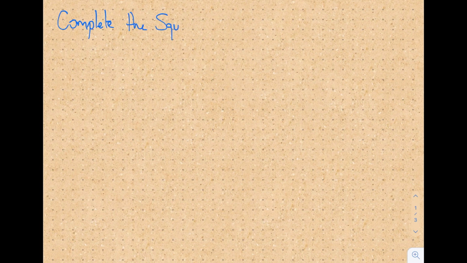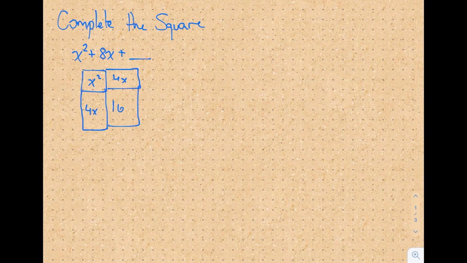Completing the square was a way to rearrange a quadratic expression to convert a polynomial into a perfect square. So the question was, what goes here? x squared plus 8x plus something. If I make my x square, I split my 8x evenly, so I've got 4x and 4x. If I were to complete the square, it means I have 16, so it should be x squared plus 8x plus 16.